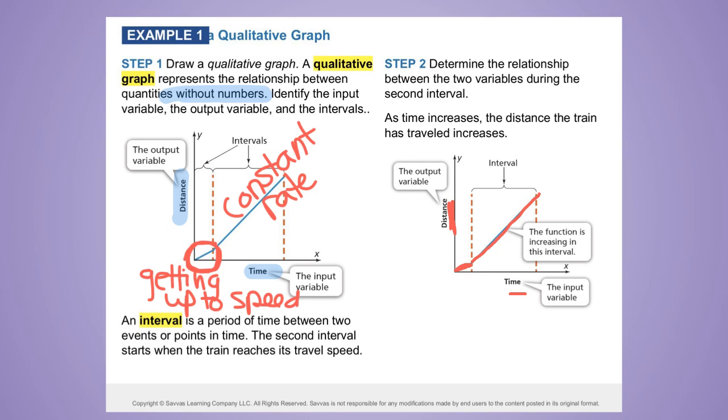This is going to be an increasing interval. Actually, both of these are increasing intervals because they're both going up. In other words, as time is increasing, so is the distance. But generally, we think about an increasing interval looking like this.